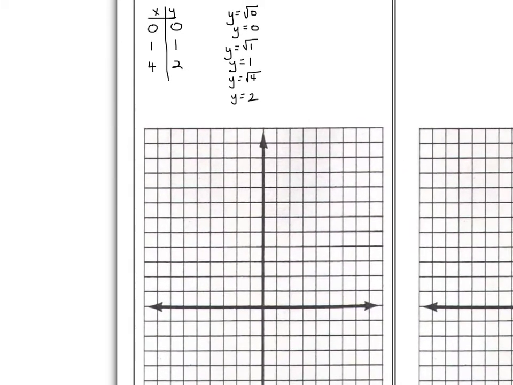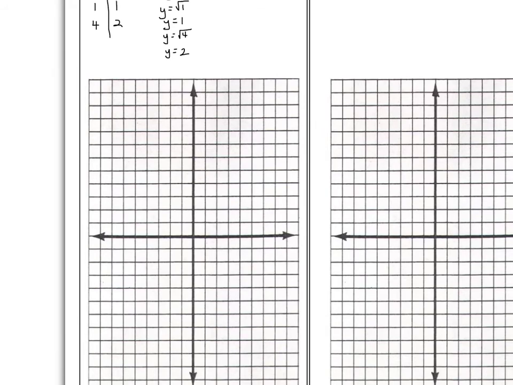Okay, now I'm going to plot these three ordered pairs to draw my curve. As I look at the graph here now, I've got the ordered pair 0, 0. I've got the ordered pair 1, 1, right 1, up 1. And I've got the ordered pair right 4 and up 2. And now I draw my curve like so. And you now have graphed your first square root function.